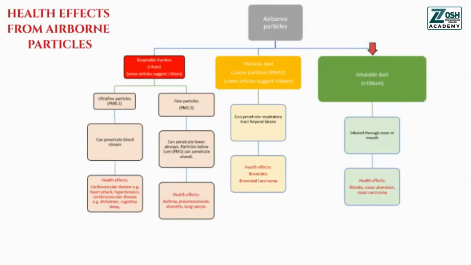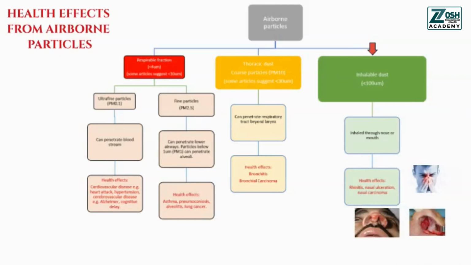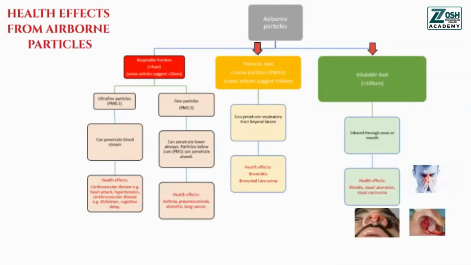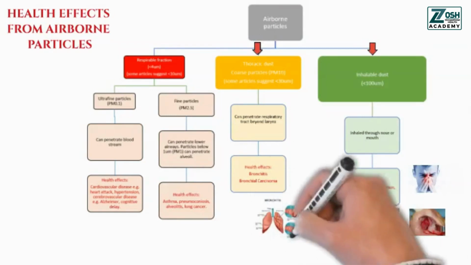Inhalable particulates are coarse particles of aerodynamic diameter of over 100 microns. These are stuck in the upper airway and may cause rhinitis, nasal ulceration, or nasal carcinoma. Thoracic particulates have an aerodynamic diameter of less than 10 microns. These may penetrate the airways beyond the larynx, and may cause bronchitis, or bronchial carcinoma.